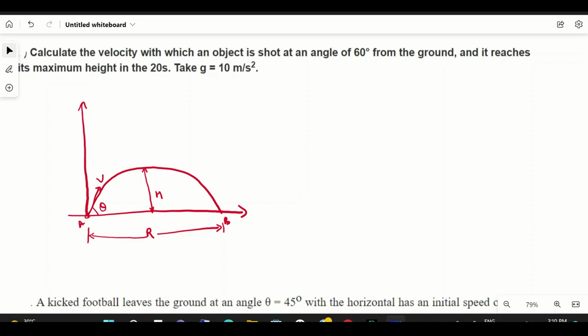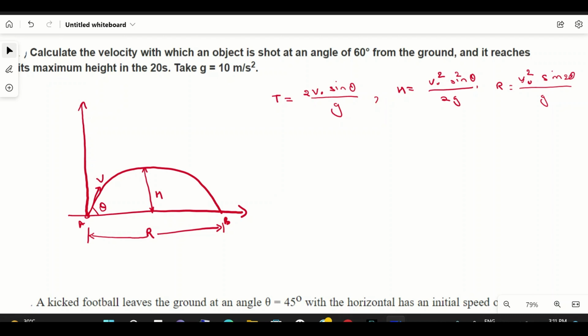So in previous videos we have derived all the formulas, so we will write them. T is equal to 2 v naught sin theta upon g. This is total time of flight. Then maximum height h is equal to v naught square sin square theta divided by 2g. Then maximum range r is v naught square sin 2 theta upon g. So these three formulas we will use in all the problems.